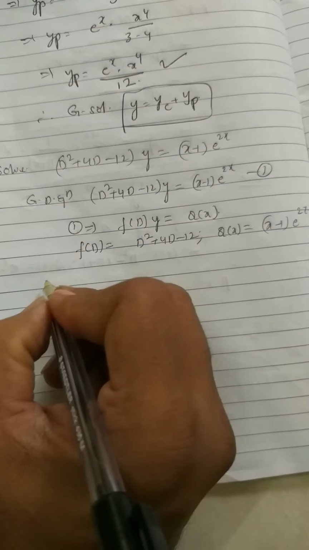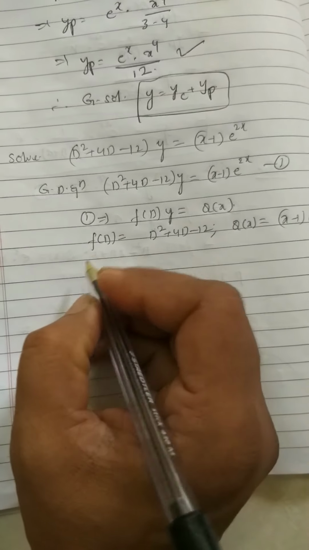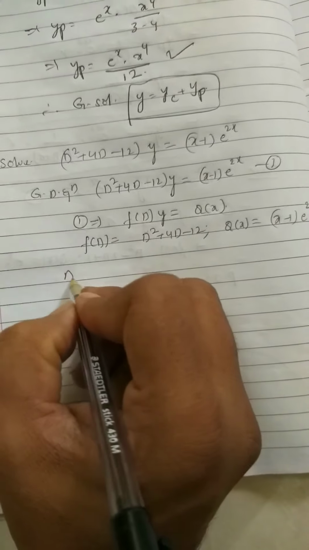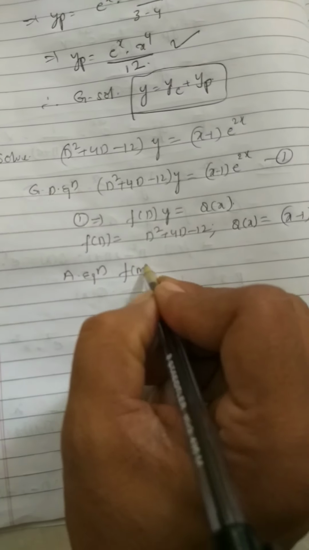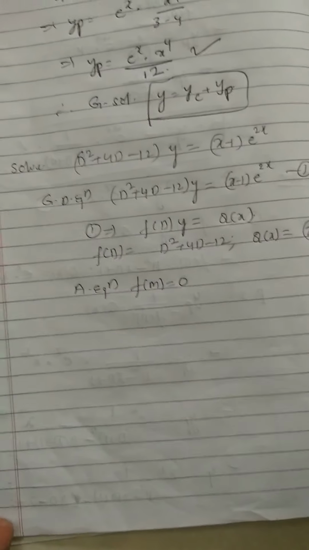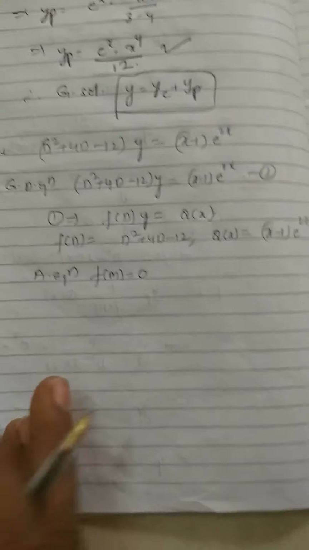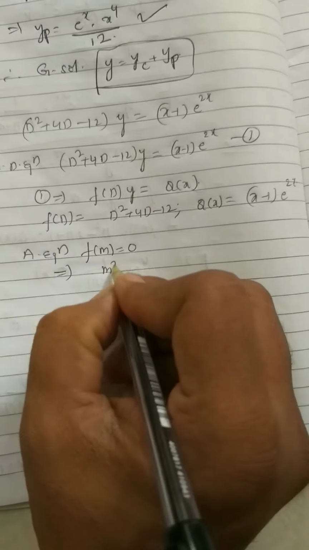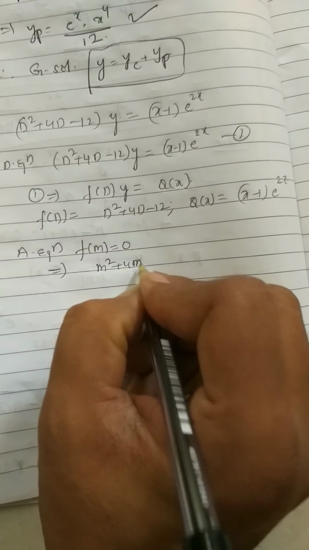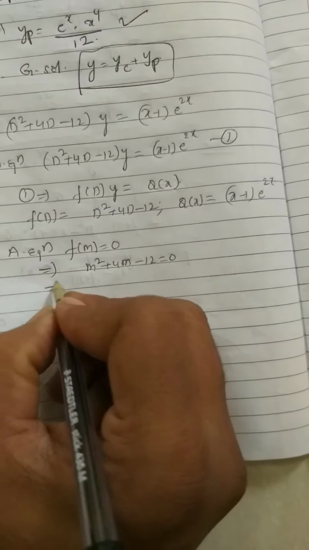Right? Now, here, first of all, you have to find a complementary function. To find the complementary function, first of all, we have to find the auxiliary equation. Here, auxiliary equation is equal to what? F of m is equal to 0. Replace D by m in F of D and equate it to 0. You will get the auxiliary equation. That means m square plus 4m minus 12 is equal to 0 is the auxiliary equation.